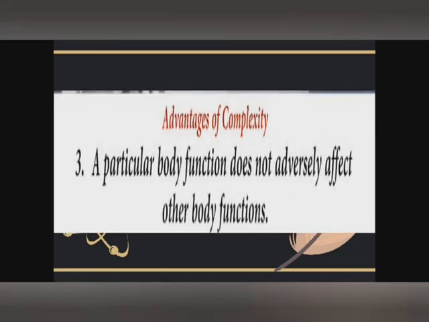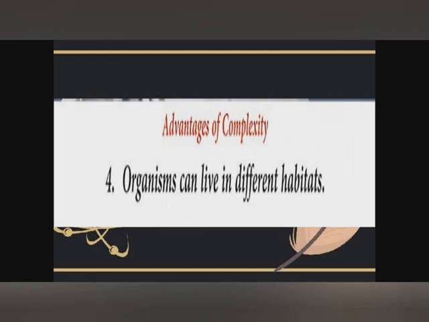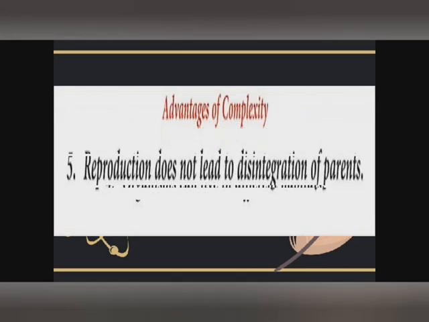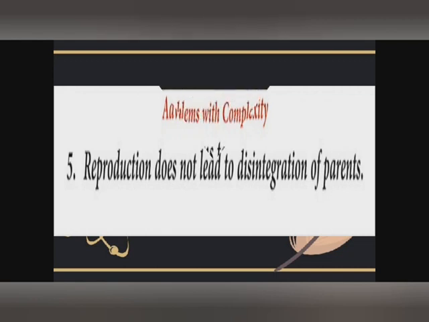And the third one, a particular body function does not adversely affect all other functions. Why? Because they are independent of each other. And number four, organisms can live in different habitats. Due to complexity, they are suited for different habitats. And what is a habitat? The home of an organism. And the fifth one is that reproduction does not lead to disintegration of the parents. Even though they give birth to young ones, the parents are never separated from their young ones.